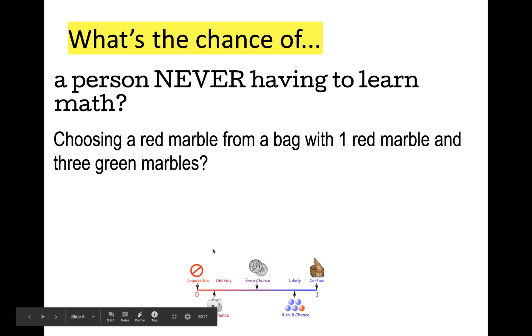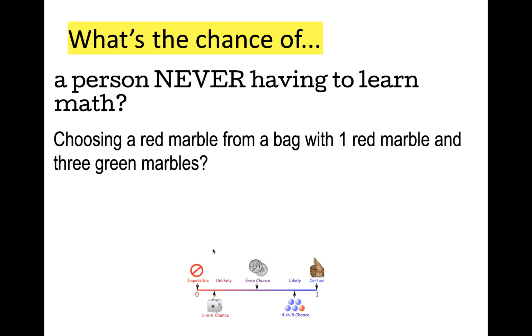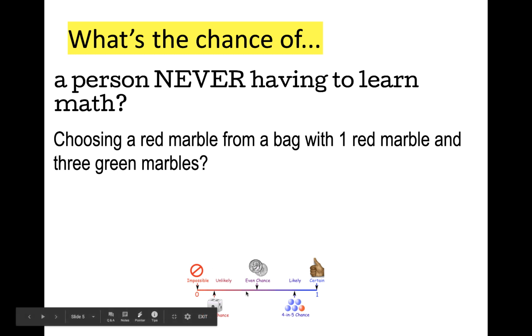What about choosing a red marble from a bag of 1 red marble and 3 green marbles? Well, how many marbles are there altogether? 4. How many of them are red? 1. So you have a 1 in 4 chance. That's about 25% chance of happening. That would fall between 0 and a half. So the chances of you picking a red marble from a bag with 4 marbles is unlikely.